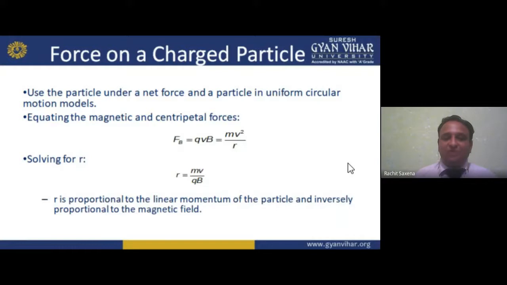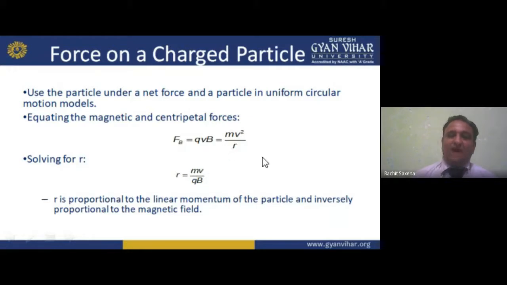Instead of this, I am writing mv square upon r. One upon 2 mv square we can say is kinetic energy, so I'm using mv square by r. We can represent r is equal to mv by qB by shifting the places, basically cross multiplication. Here v cancels out with the v, so it becomes 1 v. So qB into mv upon r, so r is equal to mv by qB.